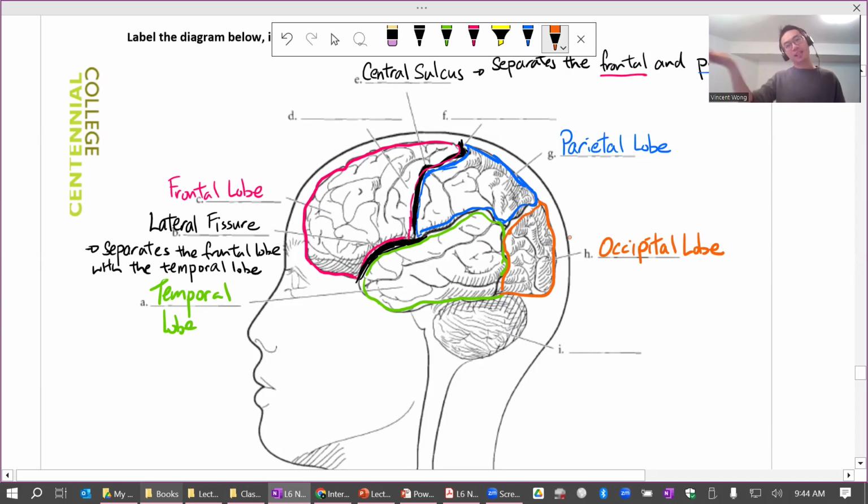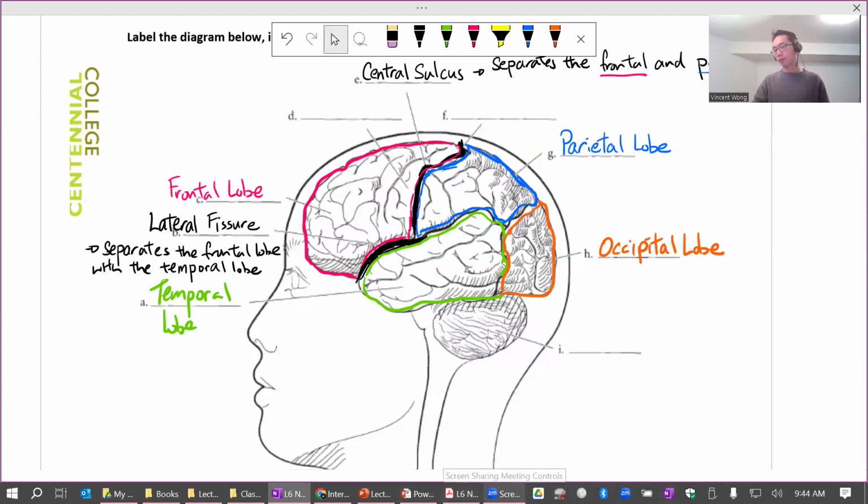I keep telling you to stick your hand into different parts. If you stick your hand into the lateral fissure, you're going to hit the fifth lobe. I'm going to show you later on. The fifth lobe is called the insular lobe, and that's where you process information like taste. We'll learn about taste next week. So four lobes on this diagram, and a fifth one hiding behind.